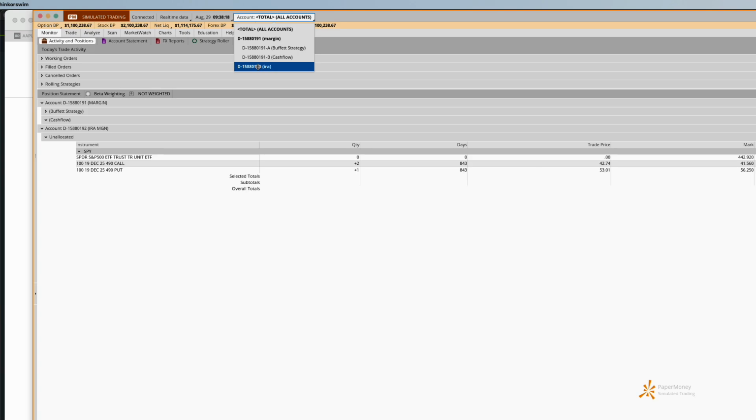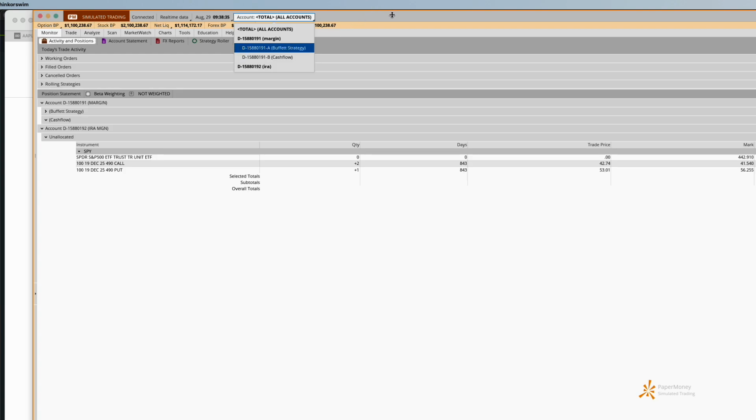And if you're going to be trading in your real IRA, the paper trading account will allow you to trade in an IRA with the exact same rules you're going to have to follow when you're in your real account.